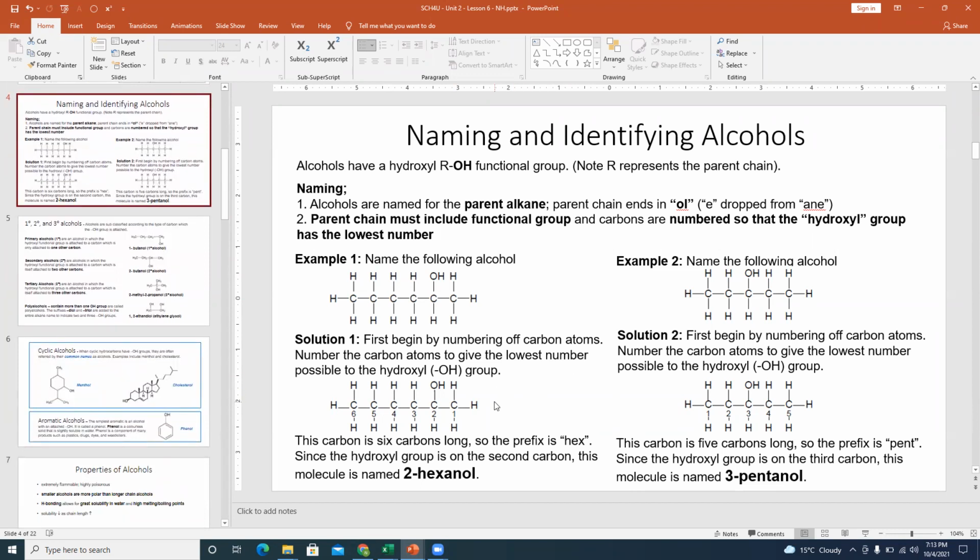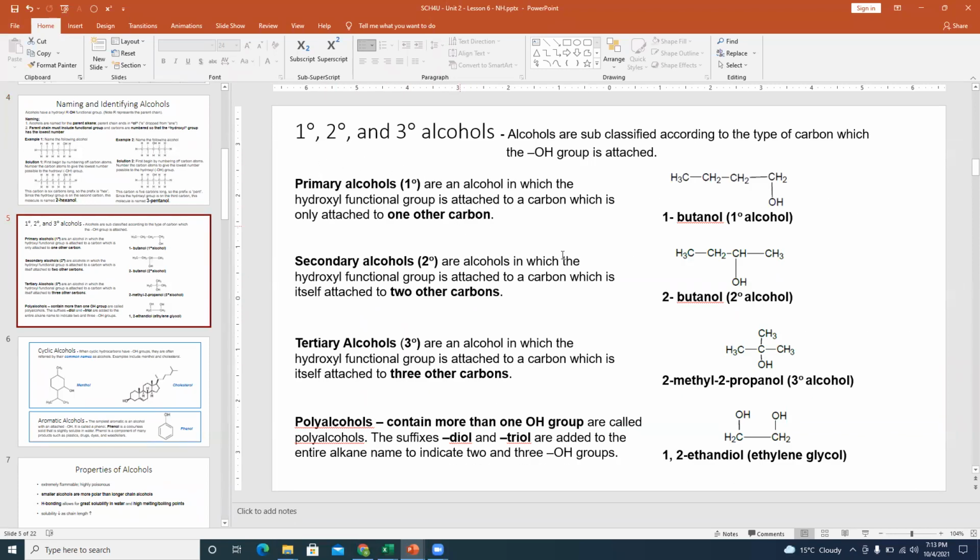And then you have to make sure that you number your carbons in a way that your alcohol gets the lowest number. We talked about primary, secondary, and tertiary alcohols, where the carbon that has the OH group is attached to only one other carbon, attached to two other carbons, attached to three other carbons. And these are examples of primary, secondary, and tertiary alcohols, and then examples of polyalcohols where there's more than one OH group present on your parent chain, and how to name them.